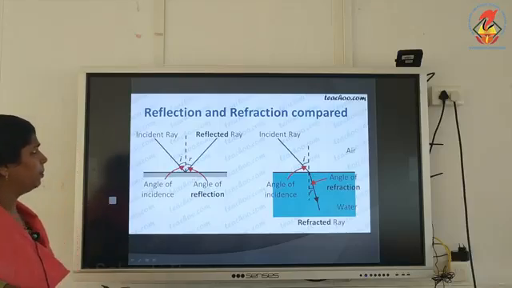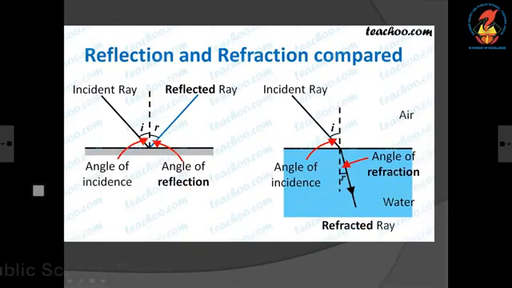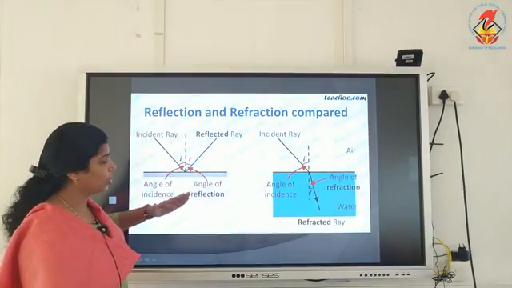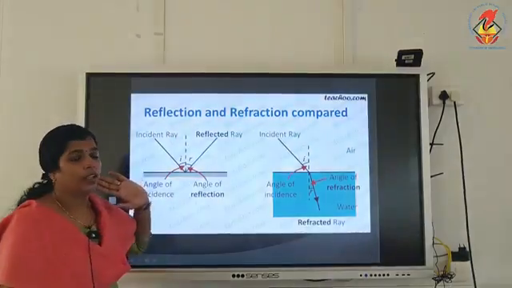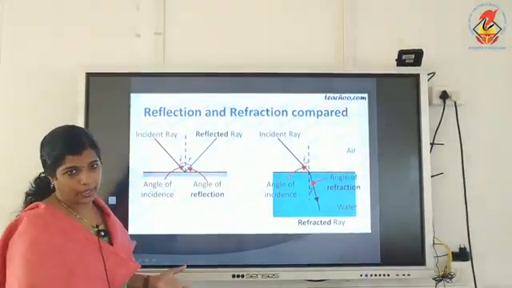Now, a comparison between reflection and refraction of light. In the case of reflection, the light will not travel through the second medium. It will be reflected back to the same medium itself, meaning from where it came, the light will be reflected back.